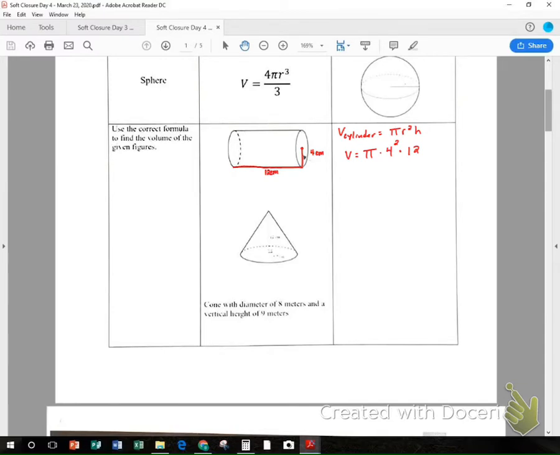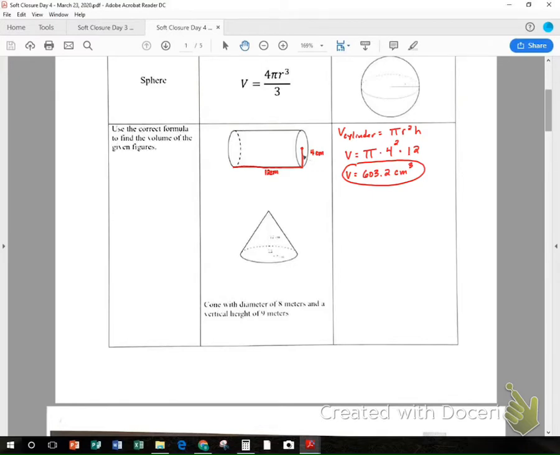603.18. Let's round to the nearest tenth. So that's 603.2. So the volume of this cylinder is 603.2 centimeters, and it's volume, so we're doing cubed. Boom, baby. Man, that looks good, too. Cool. That's a cylinder, man.